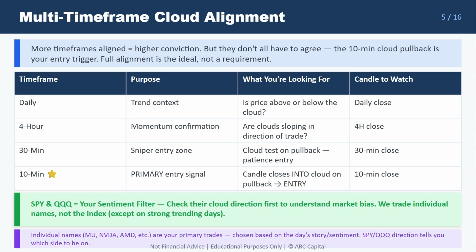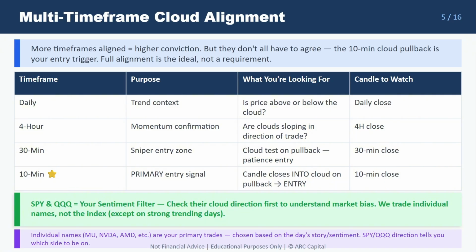So then the 30-minute, we were talking the sniper entry zone. You're looking for cloud tests on the pullback. This is going to be more of a patient entry. This works better on days where there's maybe less volume and you actually get those 30-minute tests. Usually on a higher momentum, volume-filled, trendy day, you're going to be relying on these 10-minute tests, which is why it is our primary signal, right? So you're always looking for those 30-minute closes.